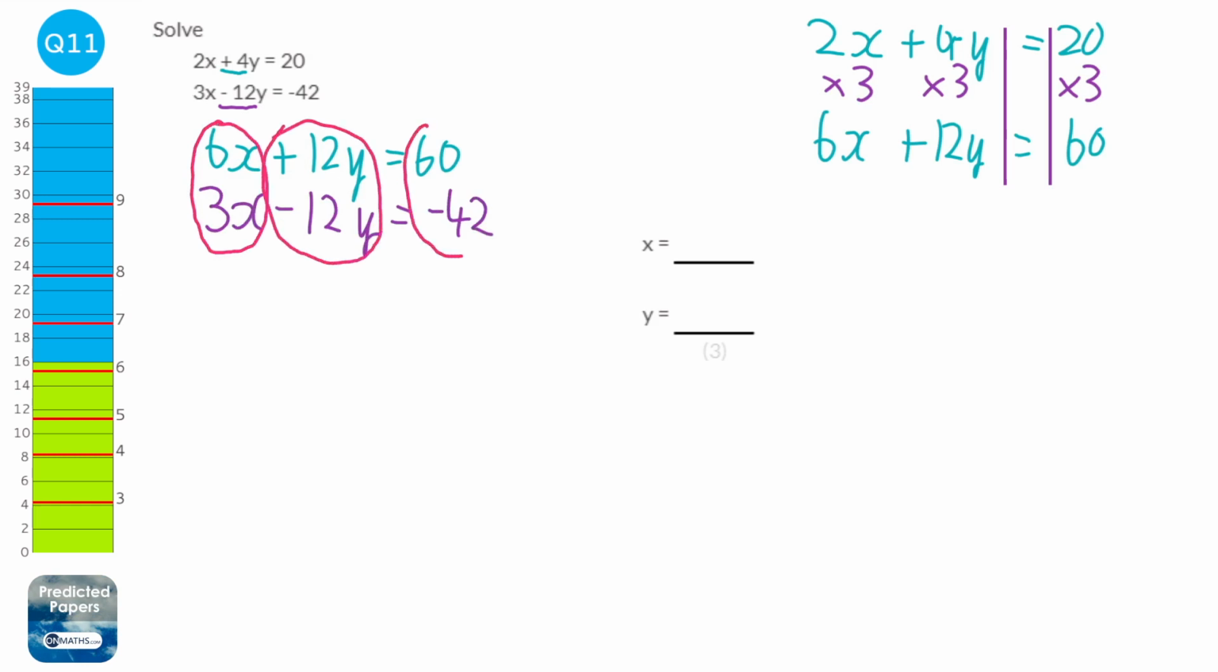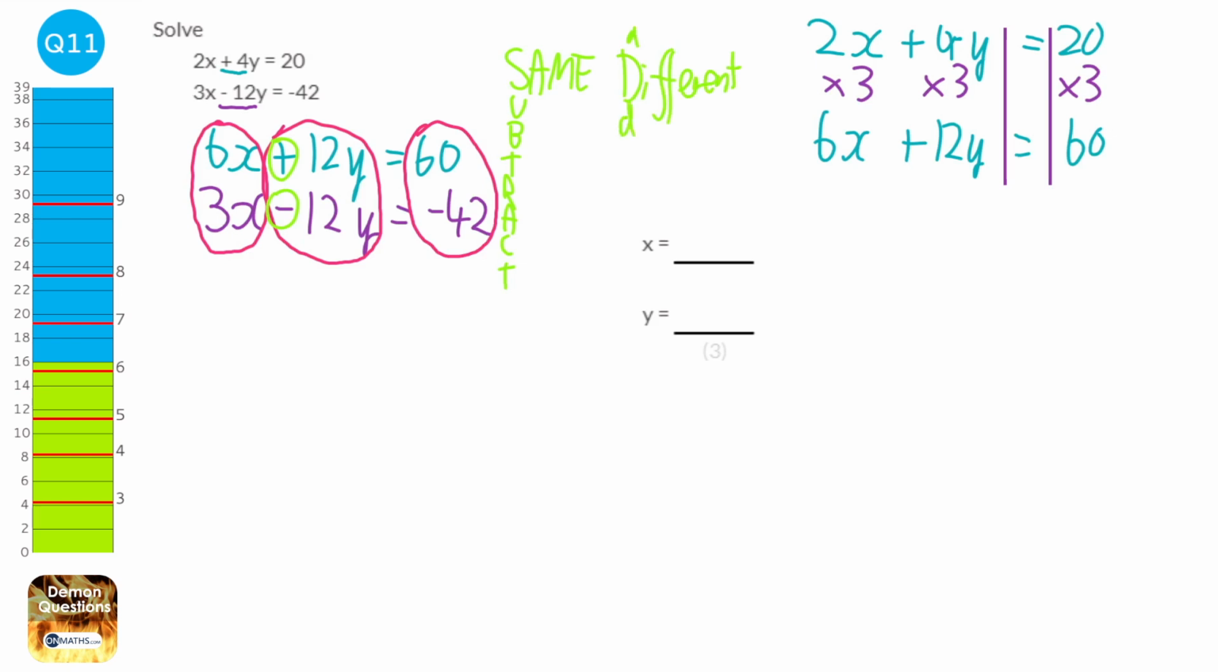Now for the coefficients that are the same, which is y, we're going to look at the signs. Are the signs the same or different? Well, if they're the same, we're going to subtract. If they are different, we're going to add. So the D in different is the D in add, the S in same is the S in subtract. Well, they are different, one's a plus, one's a minus, so we are going to add.